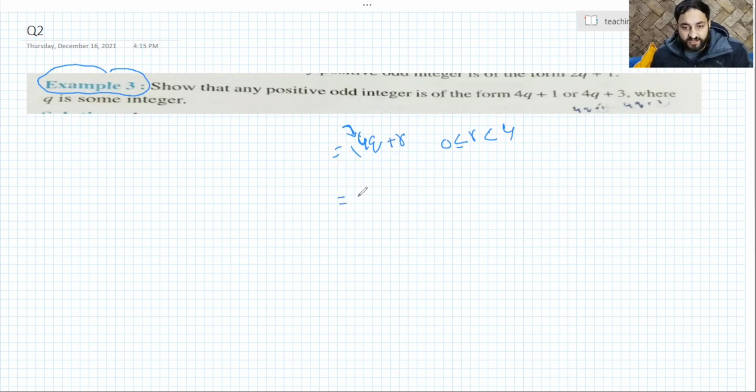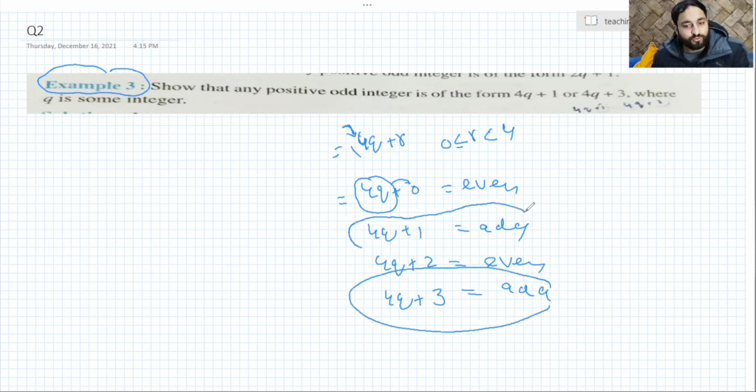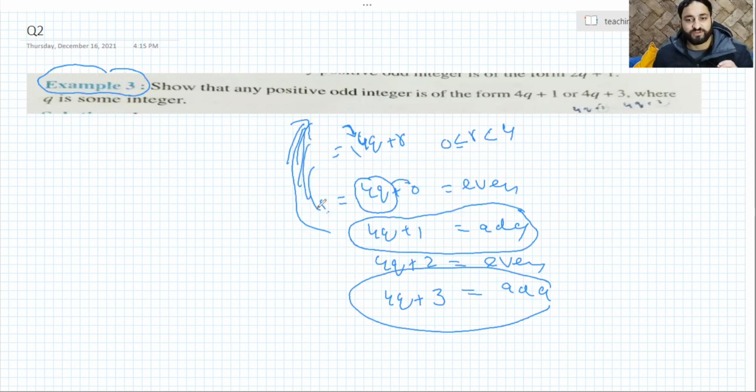Let's understand. 4q plus 0, 4q plus 1, 4q plus 2, 4q plus 3. Out of these, this whole term is even. Even plus 0 will be even, and this will be odd. This will be even, and this will be odd. You require these two equations to show any positive odd integer. Hence proved. That is what the question was asking. You are going to write this question by yourselves. Let's move to the other question.